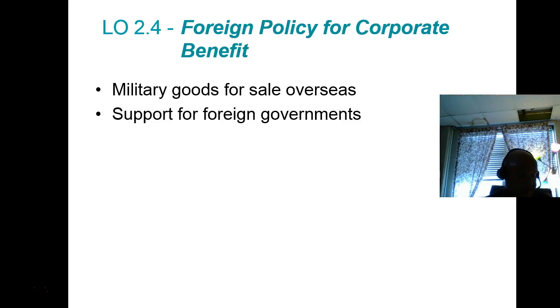The United States sometimes sells arms overseas, which benefits U.S. corporations, to both sides in the conflict. Why? If we didn't sell them, someone else would, so why not make a profit? The United States has favored foreign governments to support our corporate interest, even if they're tyrannical. The United States has intervened in domestic affairs of foreign governments to protect U.S. corporate interests.